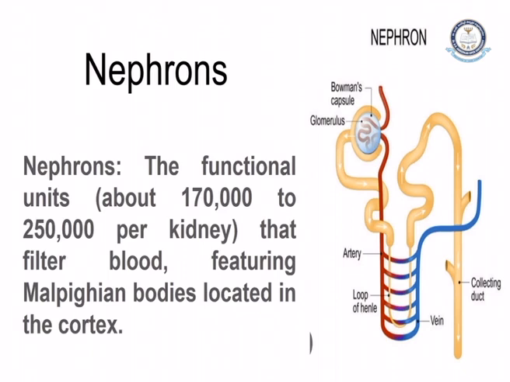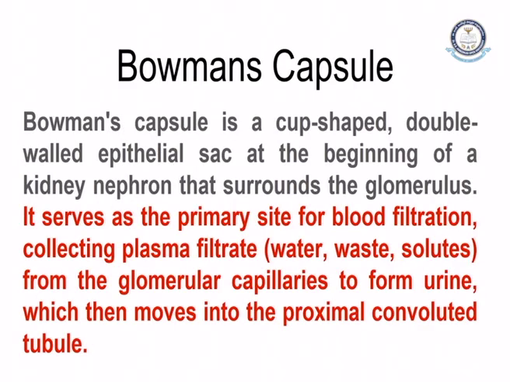So nephrons are the functional unit, and about 1,70,000 to 2,50,000 nephrons are there per kidney that filter blood, and it has Malpighian bodies located in the cortex. Knowing about the finer components of the nephron, the first important component is the Bowman's capsule.